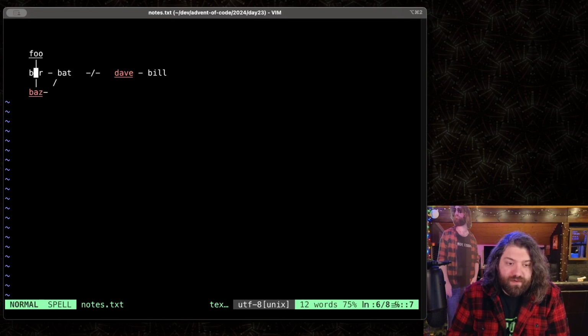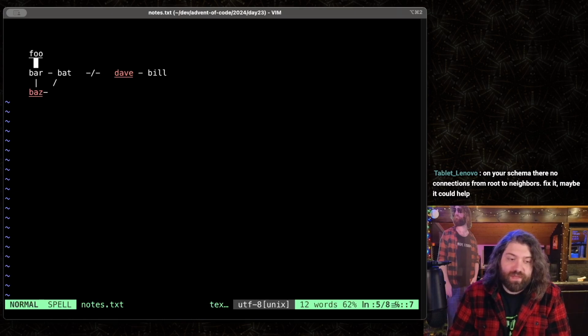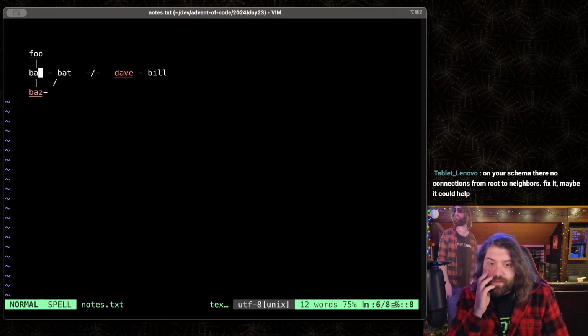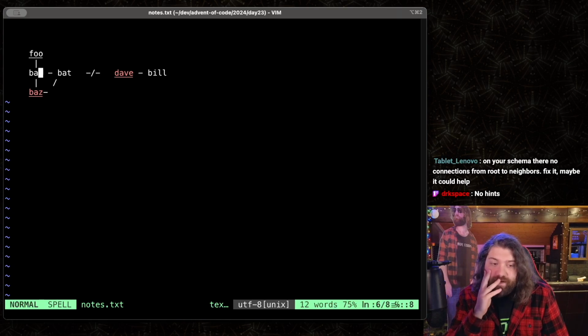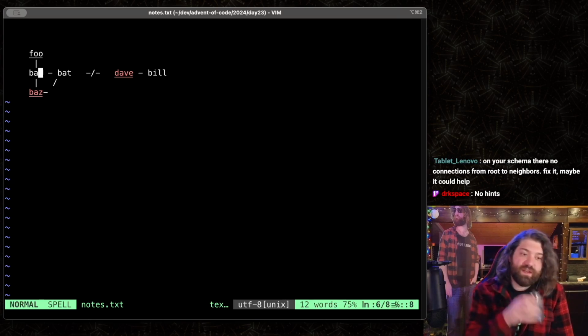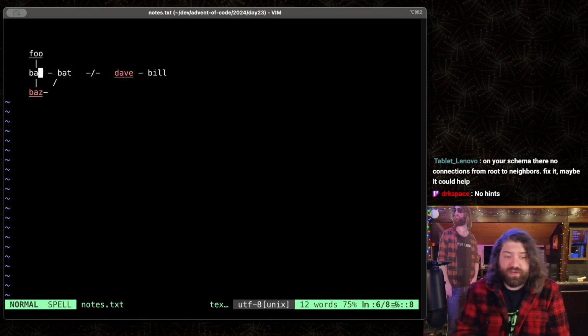On your schema, there are no connections from root to neighbors. Fix it. Maybe it could help. I don't know what that means, but that's fine. I'm thinking, just let me think. Yeah, no hints. That was teetering on the edge of a little bit too much of a hint, especially because I know you have solved these before, Tablet Lenovo. So yeah, don't do that.